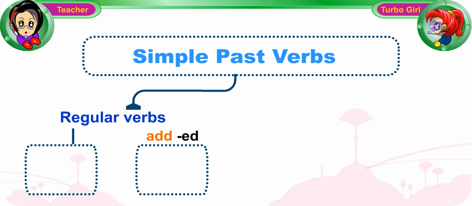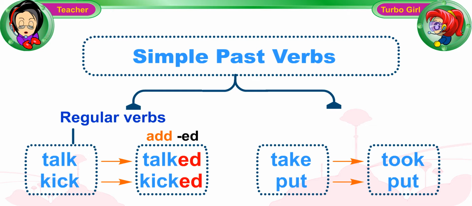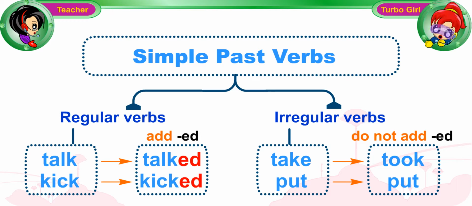For example, talked and kicked. These are regular verbs, but the past tense of some other verbs, such as took and put, do not have ed after them. And these are called irregular verbs. I can still remember the lesson on regular and irregular verbs.